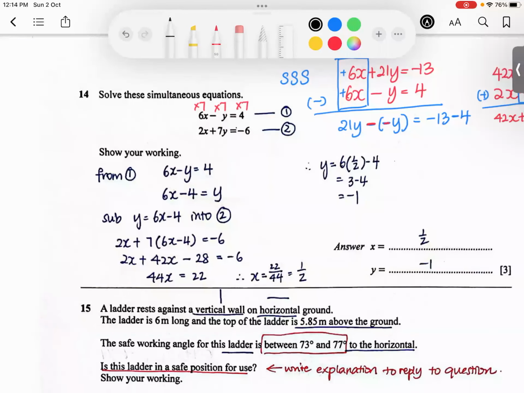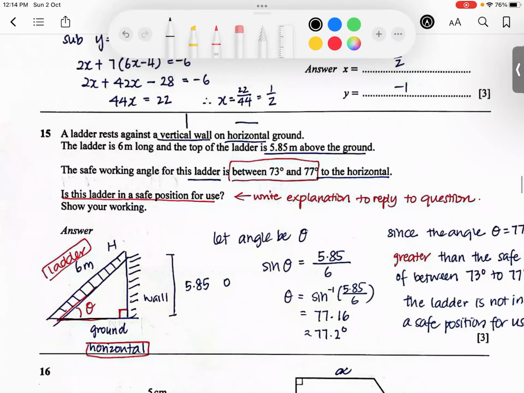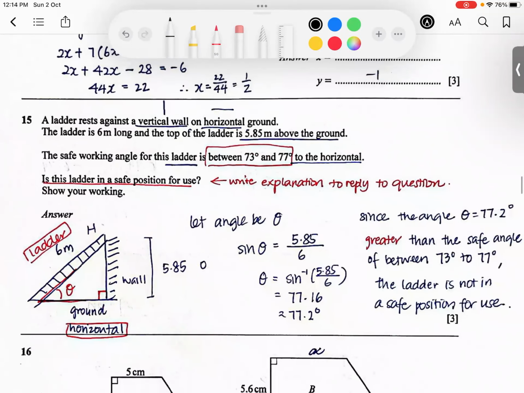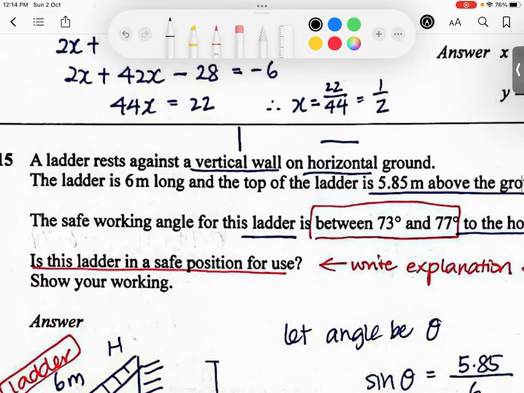Next question, question 15. This question is actually not a difficult question, but they want you to write an explanation. You have to understand a few keywords. First thing, what is the meaning of vertical? Vertical means it's standing up, like the HDB block. On horizontal ground, horizontal line, flat.